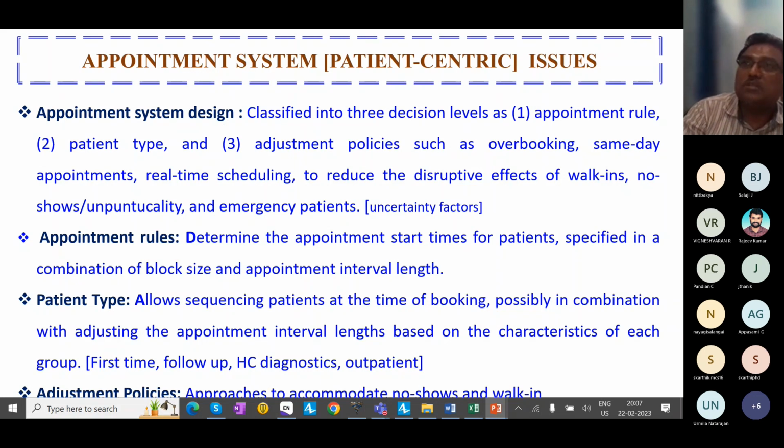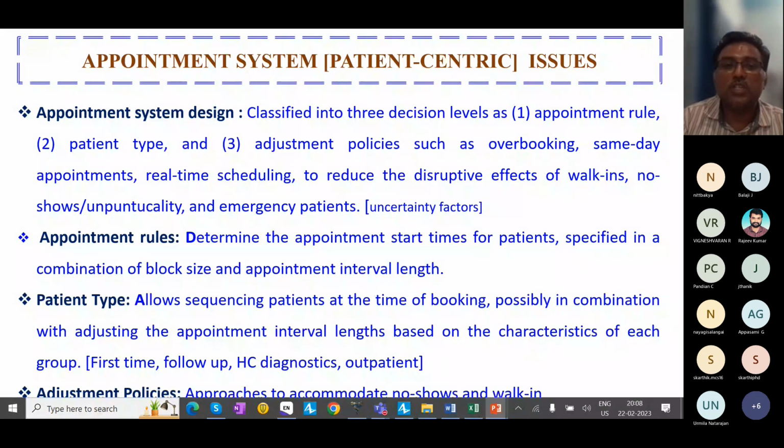The appointment system will have three types. What is the appointment rule that we are going to follow? There are a lot of rules available for deciding the appointment for the patient. So you have how to fix the block size, and how to fix the appointment interval length. There are research issues on this. And then patient type. Always in a hospital, they will divide the patients. Suppose you go to an ophthalmology hospital, they will divide you whether you are a new patient or a follow-up patient. Madam's presentation pointed out that they have outpatient, healthcare diagnostics, and emergency patients. So you have to have a category of patients, patient type.